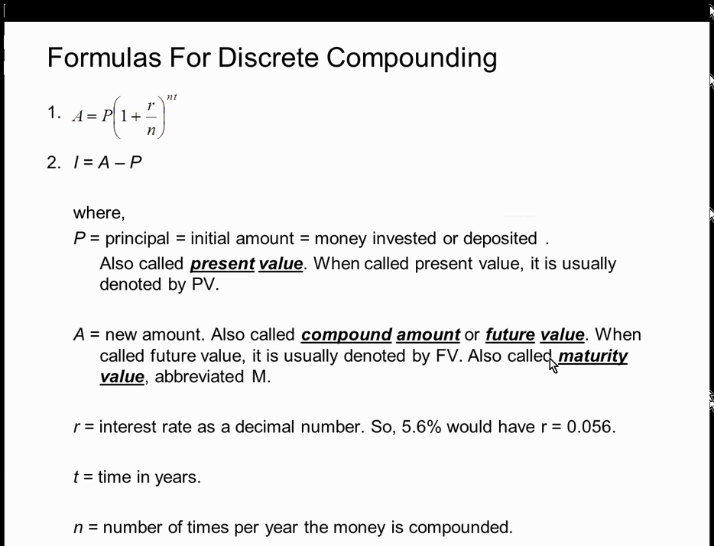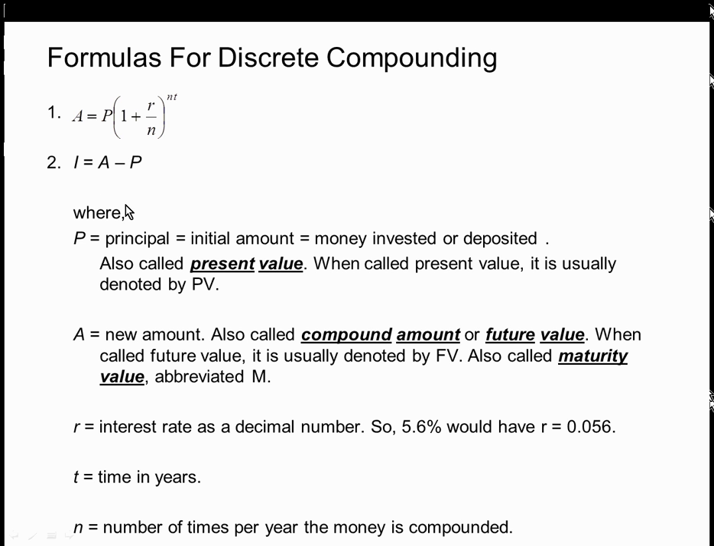So the formulas for discrete compounding. Number one is A equals P times (1 plus r over n) raised to the nt power. Notice the exponent is a product. When you give it to your calculator, for the TI-83 and some of the earlier TI-84s, you need to keep that exponent in parentheses since it does involve an operation. Number two, I equals A minus P.